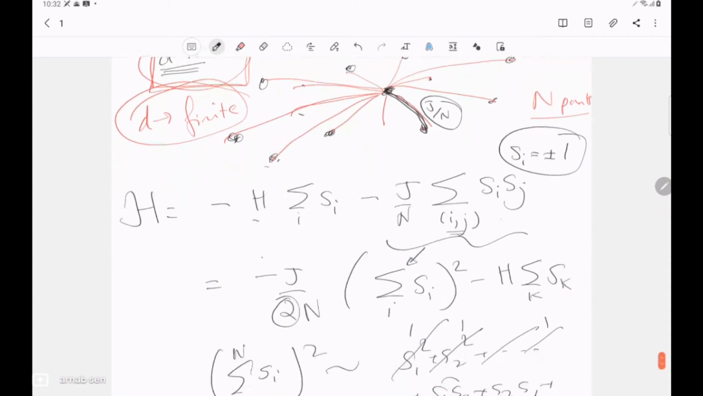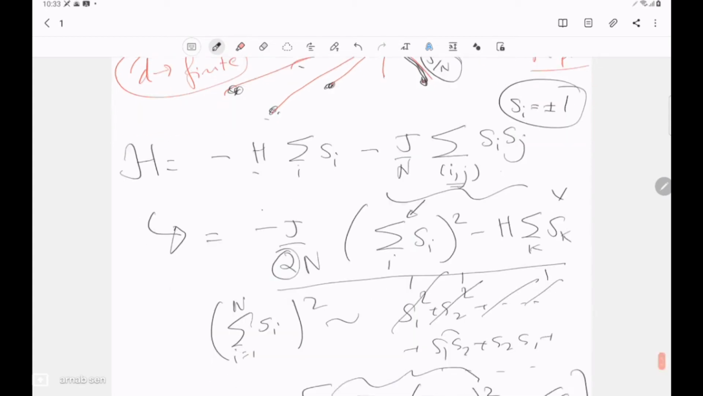Doing this, I could write the Hamiltonian like this. You see, I cannot write the Hamiltonian like this if my coordination number is finite and some point only interacts with, let's say, 4 other points or 6 other points or 10 other points. Then I cannot do this. So this was the first simplification that I achieved.